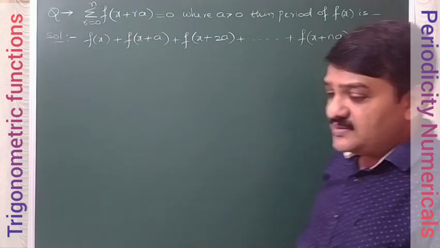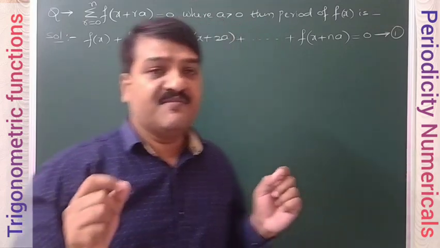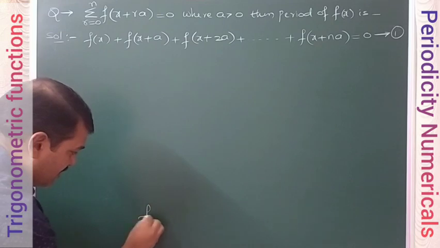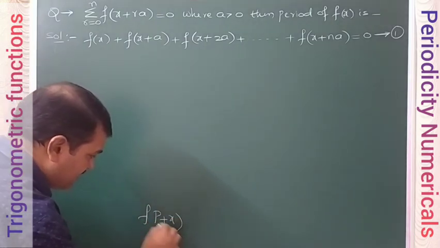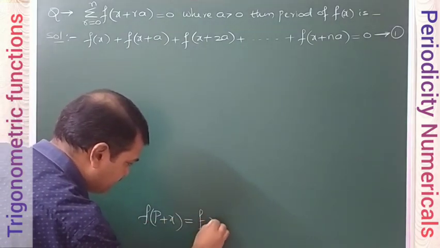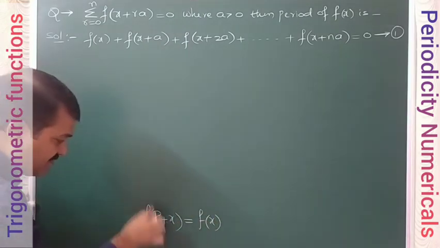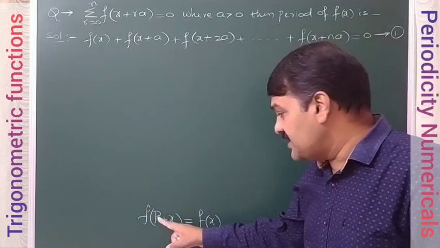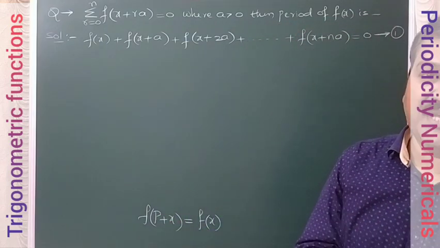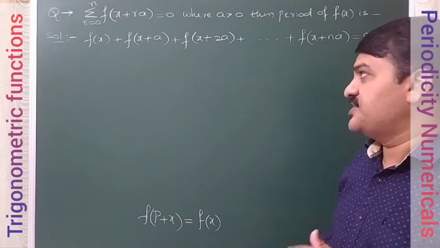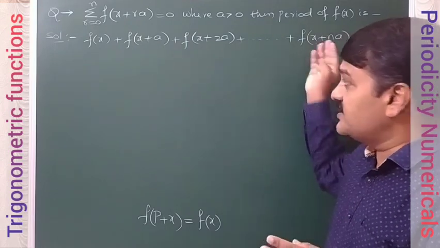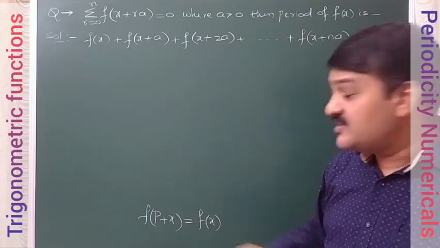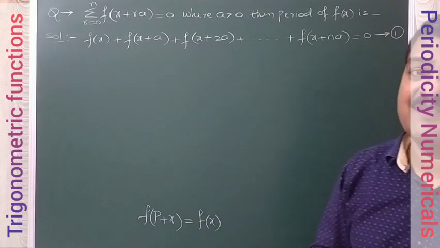So we know that the basic property of a periodic function is f of p plus x is equal to f of x, where the least value of p, which is a real number of course, is going to be the fundamental period or the period of the function. Now from this equation, we have to try to get this model such that we can decide what is the period of the function.